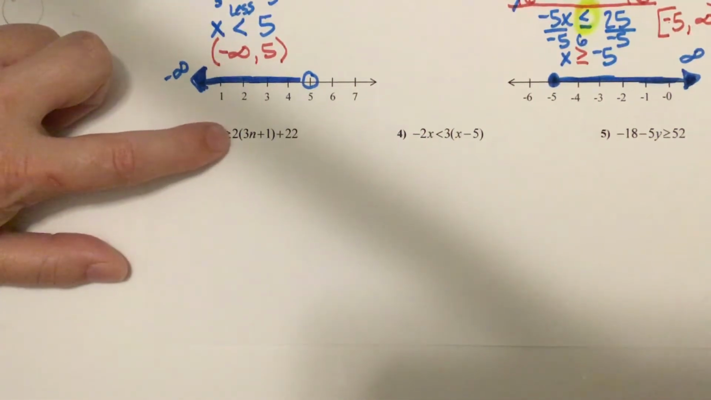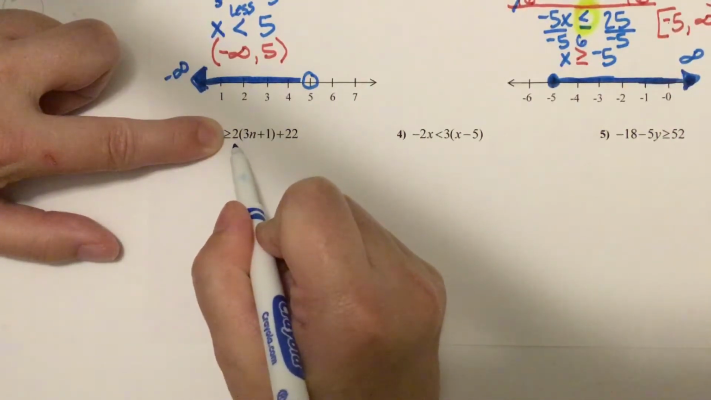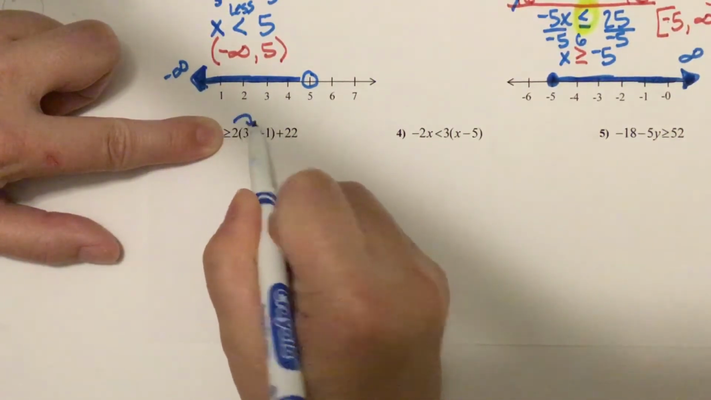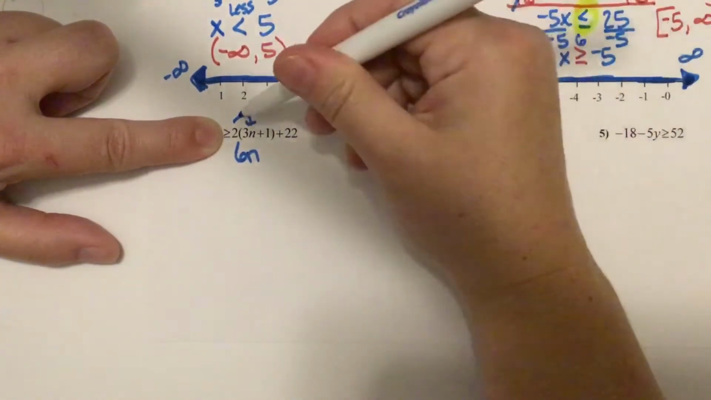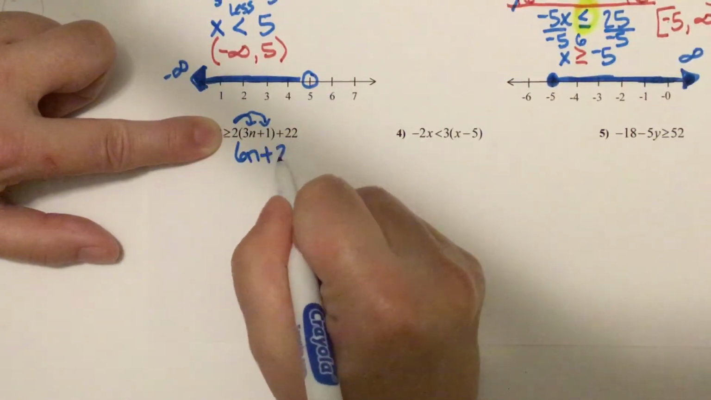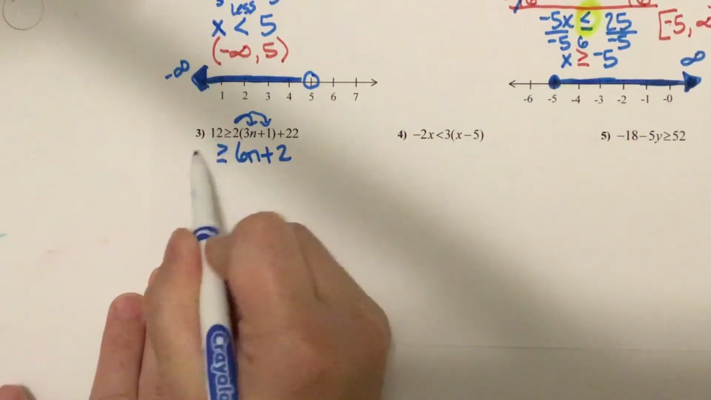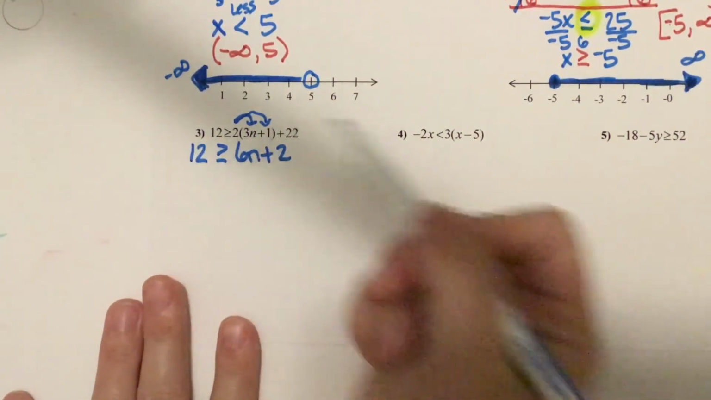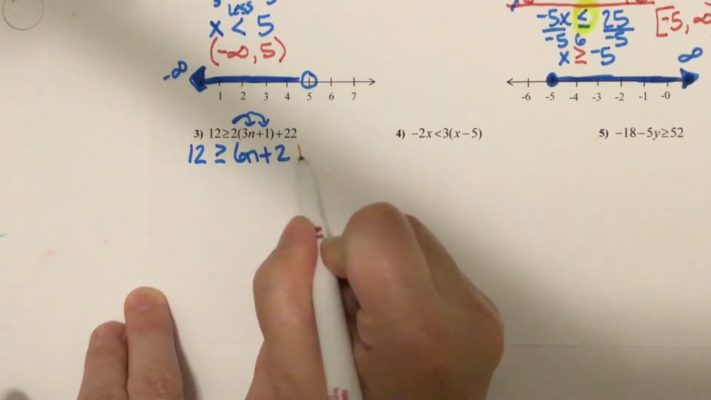Distribute. Since we have parentheses, we need to distribute whatever's smushed against them, which is this positive 2. So 2 times 3n makes a positive 6n, and 2 times 1 makes a positive 2. I'm going to drop down my inequality sign, and I'm going to drop down my 12. Okay, then I'm just going to bring down this plus 22 that's in the back.